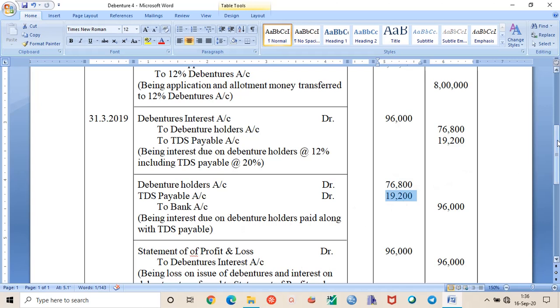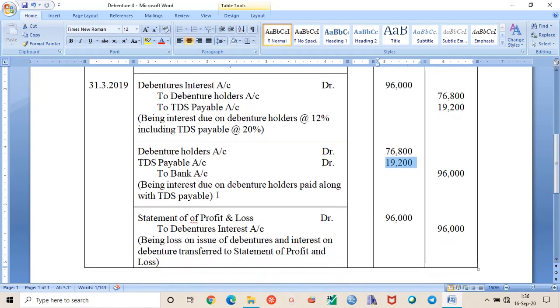And this interest on debenture is a loss for a company, so it should be transferred to the statement of profit and loss. You can see here, this debenture interest was debited here, and ultimately when you write it off to the statement of profit and loss, it will appear on the credit side. So this is your entry for question number 4.